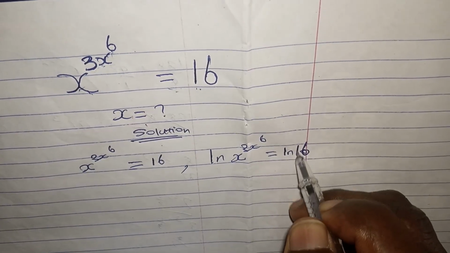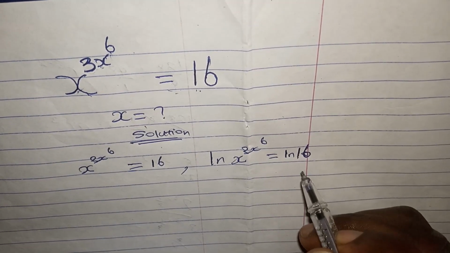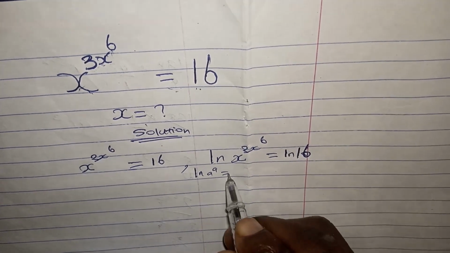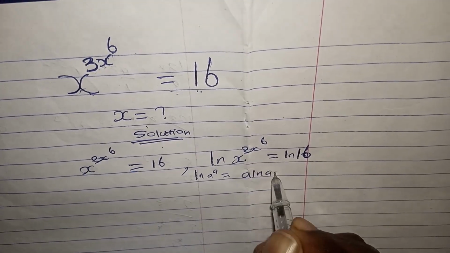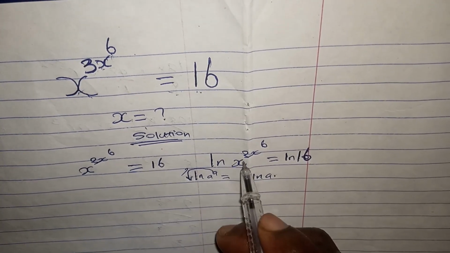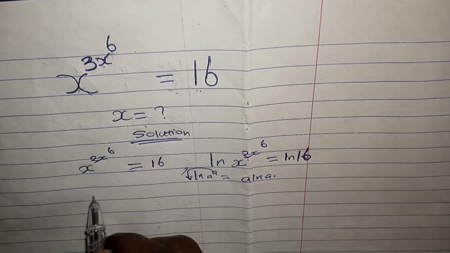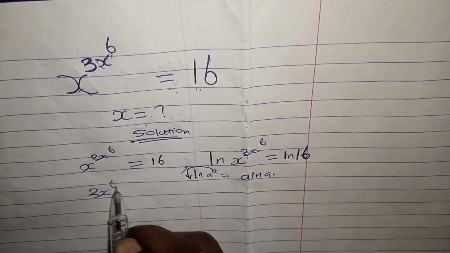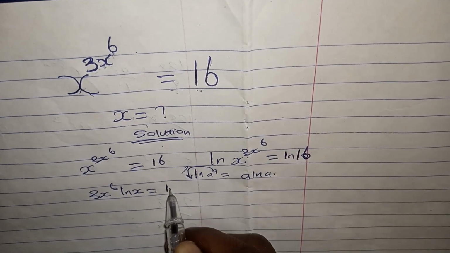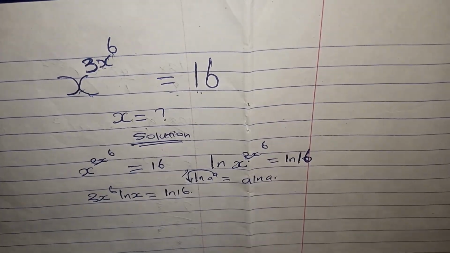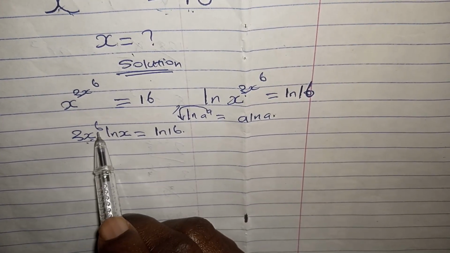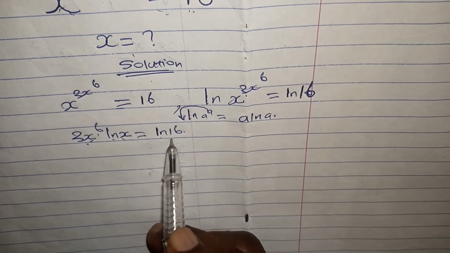Since I've done this, recall that ln of a to the power of b is equal to b ln of a, because the exponent comes to the front. So if we put this principle here, I'm going to have 3x to the power of 6 ln of x is equal to ln 16. So this is what I'm now having: 3x to the power of 6 ln of x is equal to ln 16.